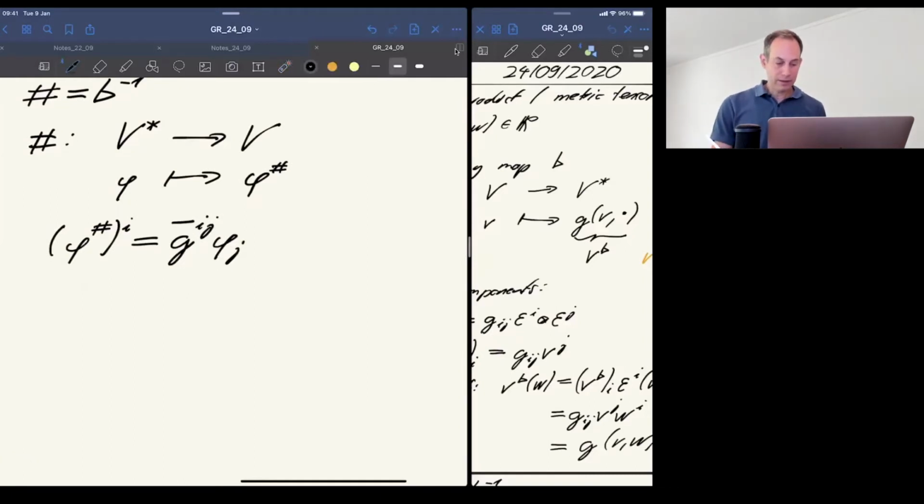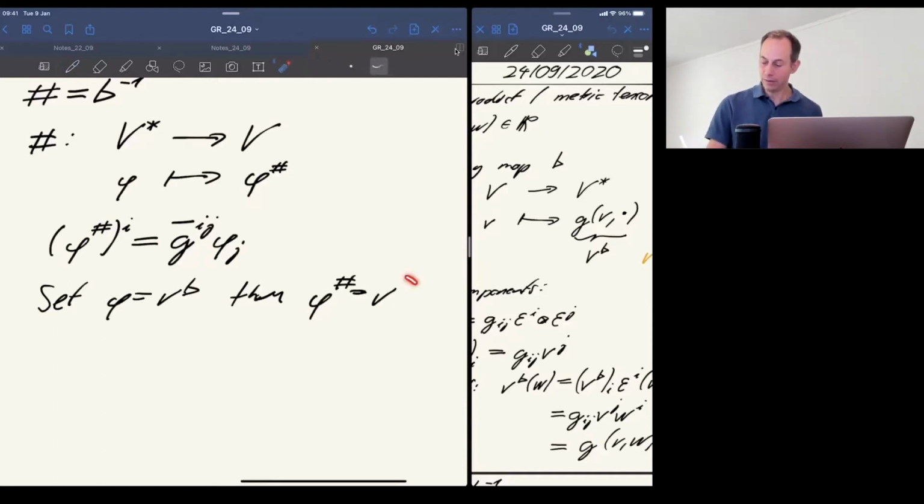So now to find out what G bar is, I do the following trick. I just insert for phi some v_b. So I set phi equal to v_b. That's a possible choice. And then, if I apply the sharp map, phi sharp is now v_b sharp, but b is the inverse of sharp, and vice versa, so I should get back v. So let's use that condition.